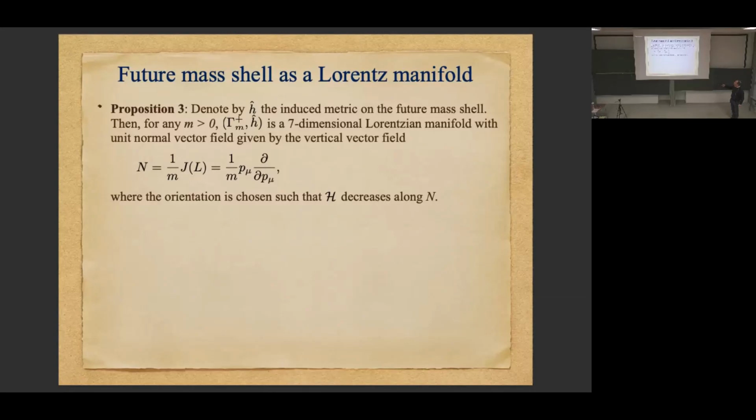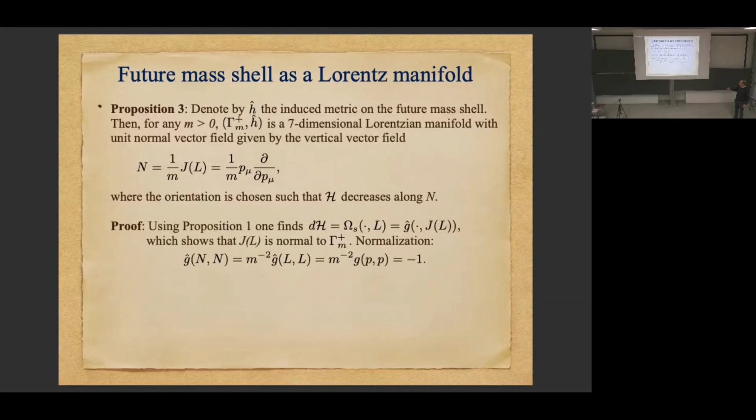Okay, so this metric you can show is a Lorentzian metric, and the unit normal vector field is given by this expression. So it's 1 over m, j of L, or you can write it explicitly like this. And here I've chosen the orientation such that H decreases along n. H, remember, is minus m squared over 2. It becomes more negative if you go along n.